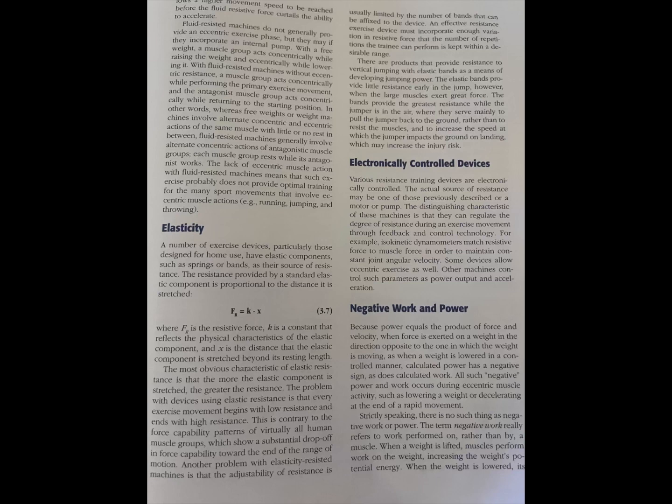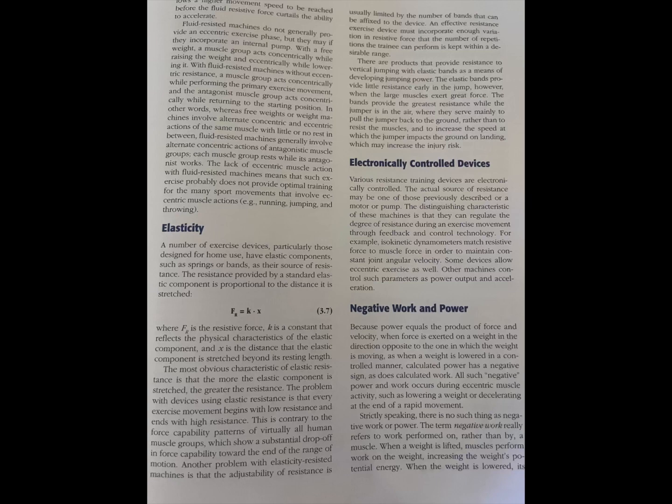With a free weight, a muscle group acts concentrically while raising the weight and eccentrically while lowering the weight. With fluid-resisted machines without eccentric resistance, a muscle group acts concentrically while performing the primary exercise movement, and the antagonist muscle group acts concentrically while returning to the starting position. In other words, whereas free weights or weight machines involve alternating concentric and eccentric actions of the same muscle with little or no rest in between, fluid-resisted machines generally involve alternating concentric actions of agonist and antagonist muscle groups. Each muscle group rests while the antagonist works.